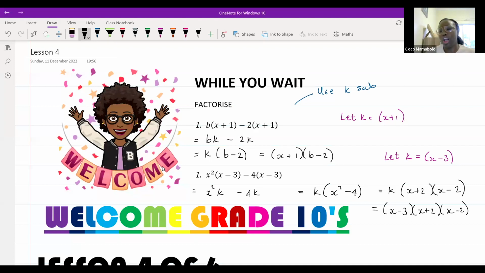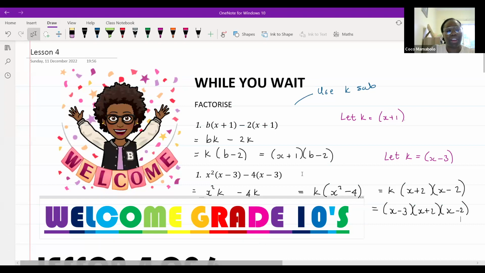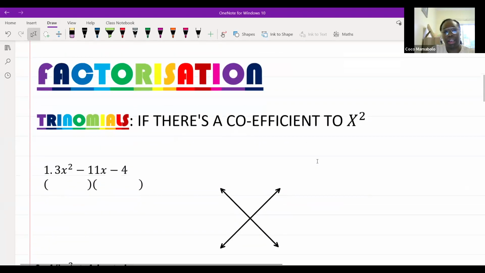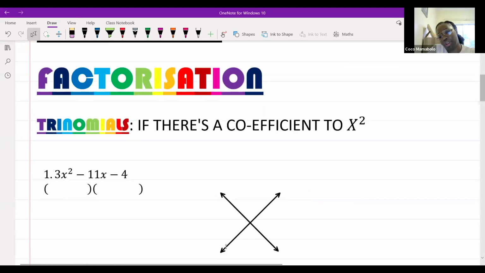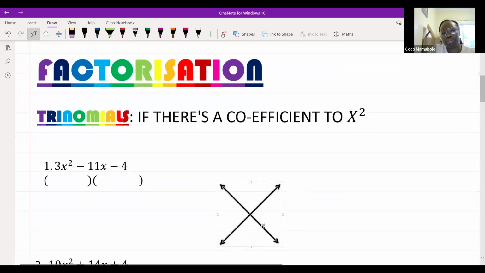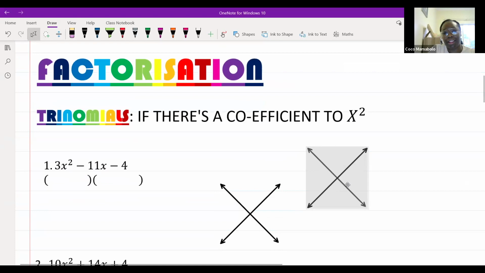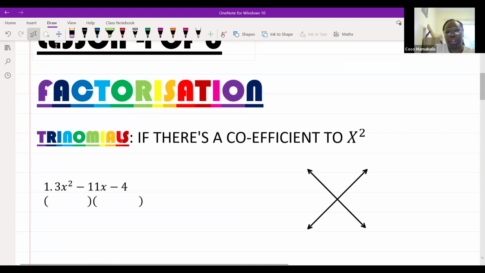Good stuff. All right, let's get into today's stuff. We're actually going to be factorizing trinomials today. Okay, but our trinomials aren't going to look like any other trinomials that we've seen before, right? These trinomials don't exactly factorize the way that we think.